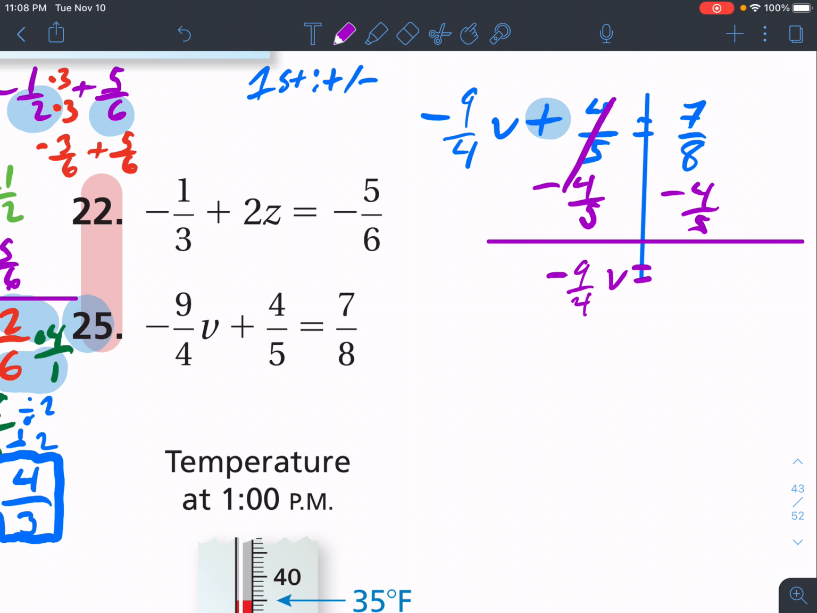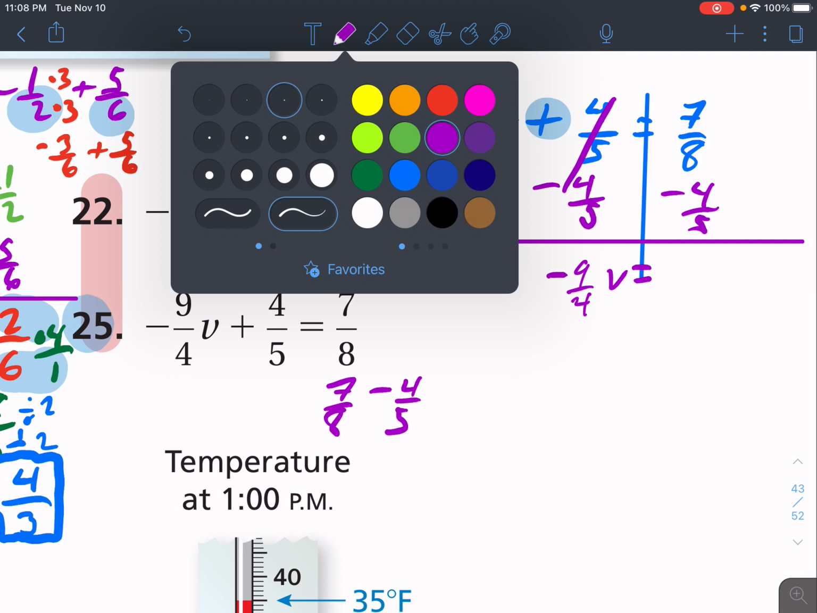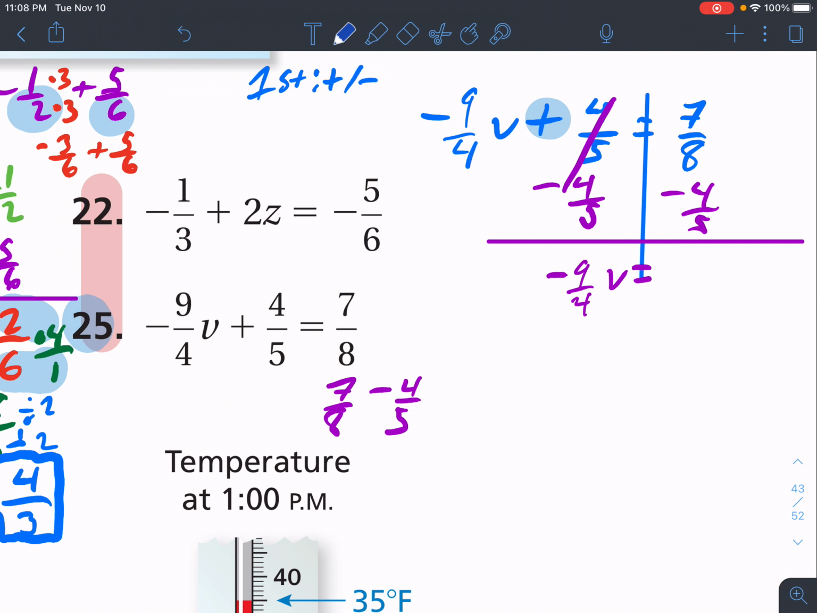Right side, I'm going to do it off to the side. So I got 7 over 8 minus 4 over 5. So this one you are going to have to do some math. So I'm going to just, to make my life easy, I'm going to multiply the left side with 5, multiply the right side with 4.